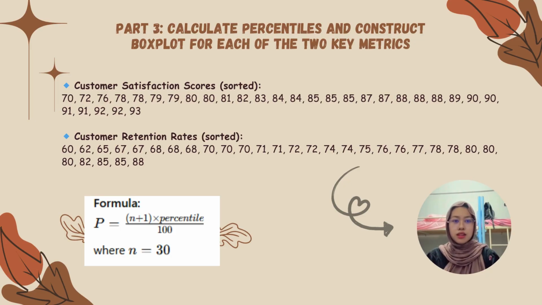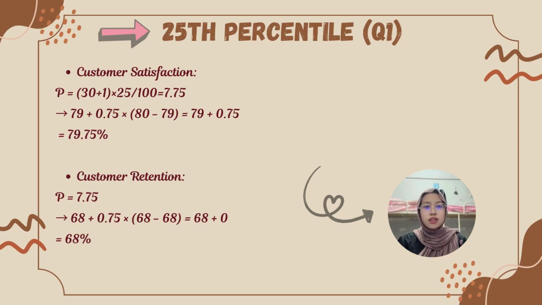For the customer satisfaction scores, the source data is 70 to 93. For the customer retention rates, the source data is 60 to 88. The formula we use to calculate the percentile is P equal (N plus 1) times percentile divided by 100. Okay, let's look at the result for the customer satisfaction score first.